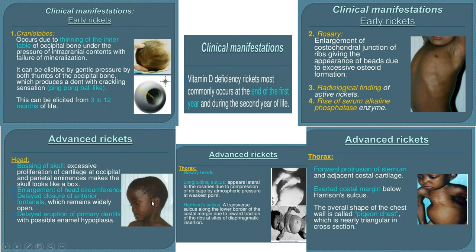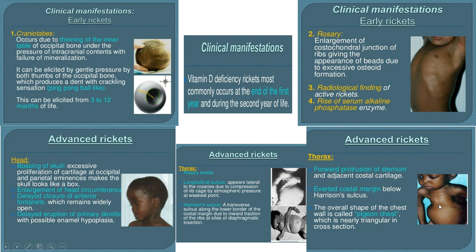In advanced rickets, we can find bossing of the skull, or proliferation of the cartilage of the occipital and parietal eminence, which makes the skull look like a box. There is enlargement of the head circumference and delayed closure of the anterior fontanelle, which remains widely open, and delayed eruption of the primary dentition, possibly due to enamel hypoplasia.